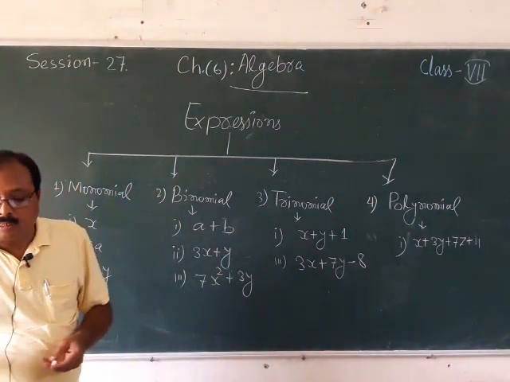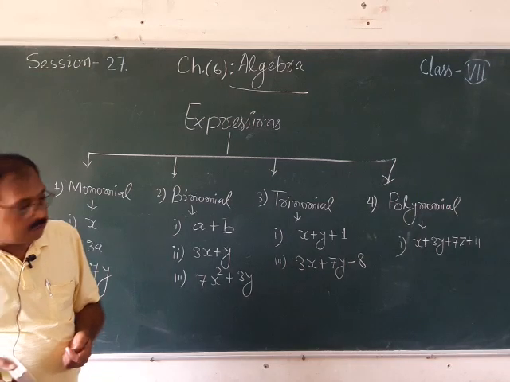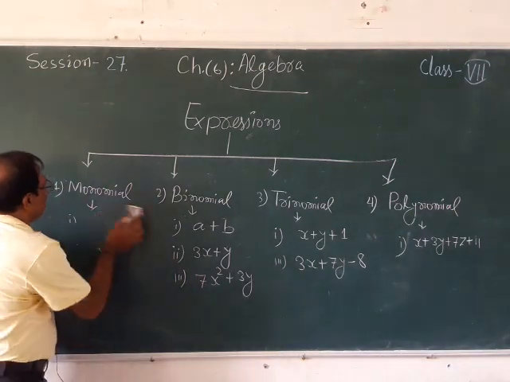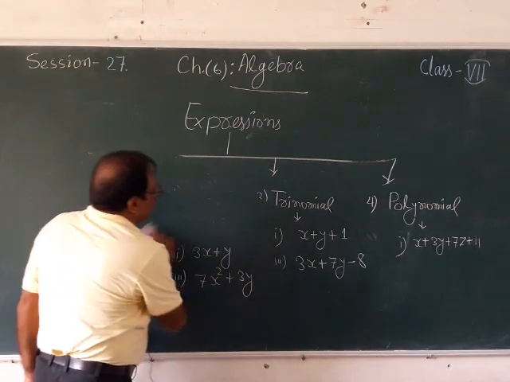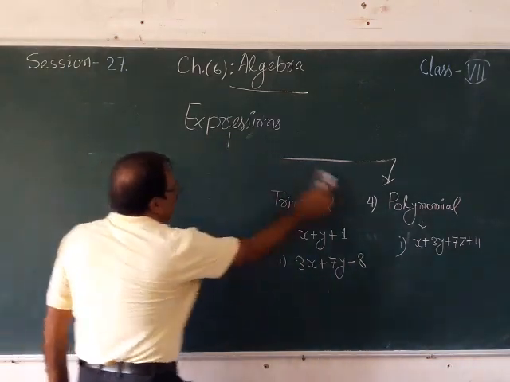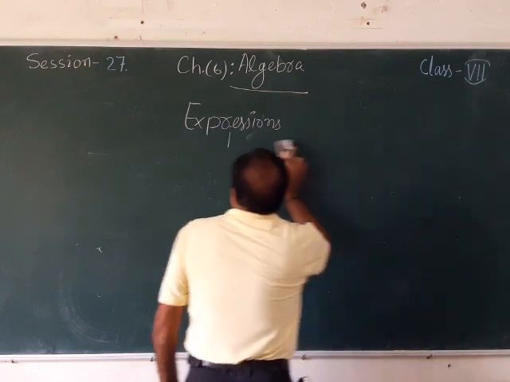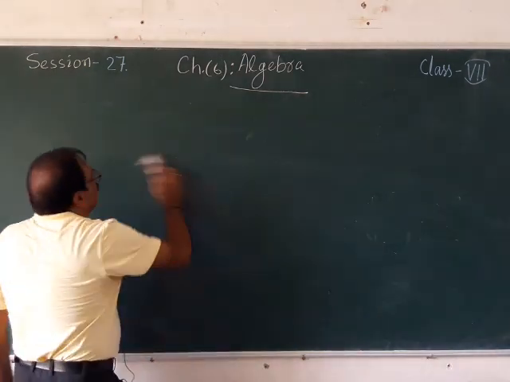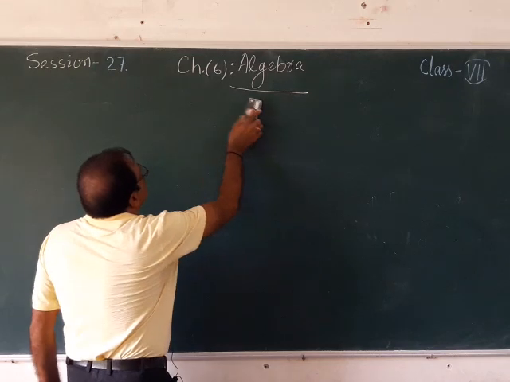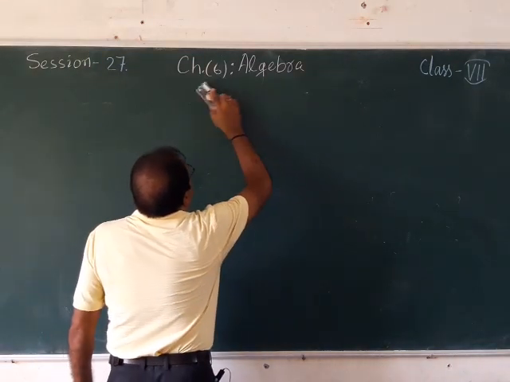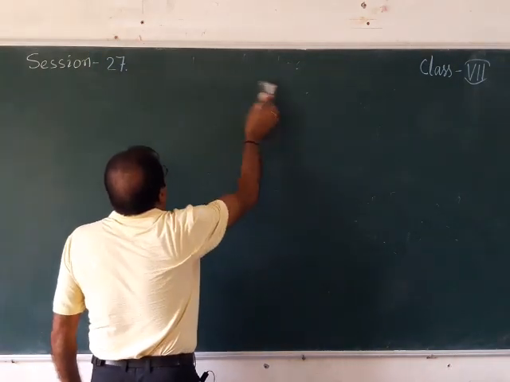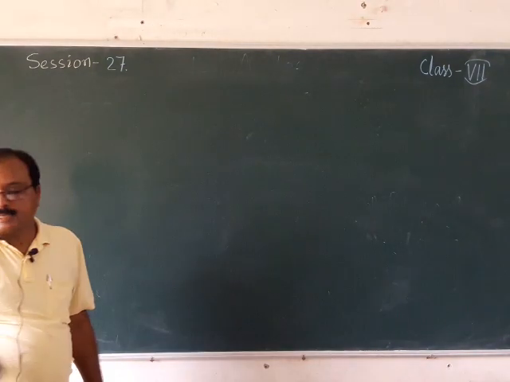So these are the few things which you need to understand. One more thing, I have told you about variable and constant. Now it is clear to you what is variable, what is constant, what is monomial, what is binomial, and what is polynomial.